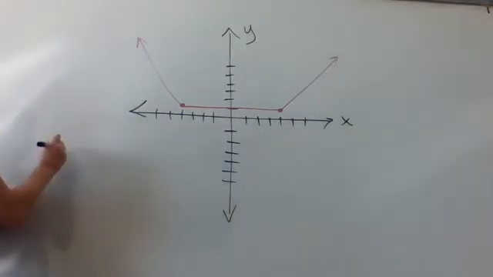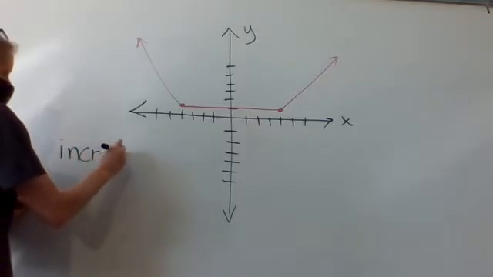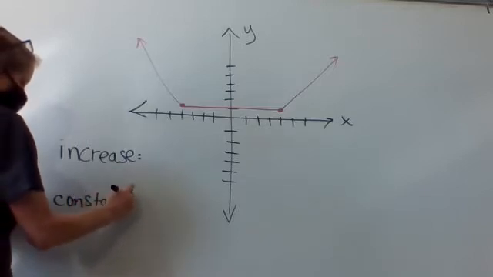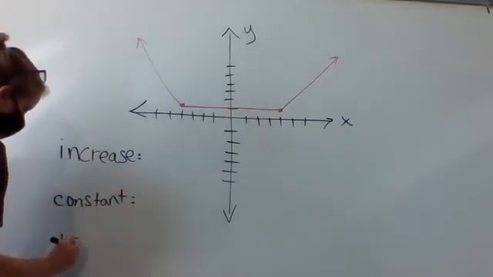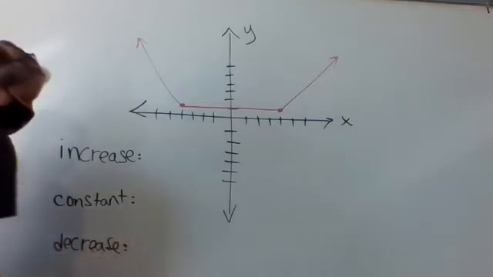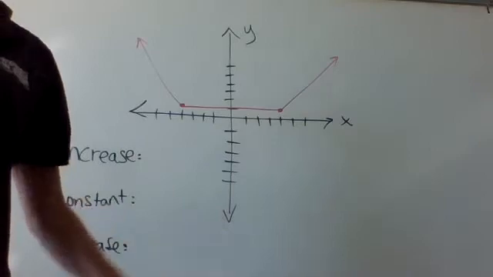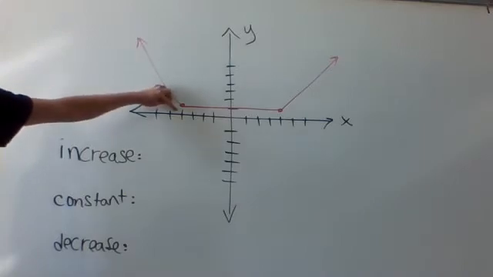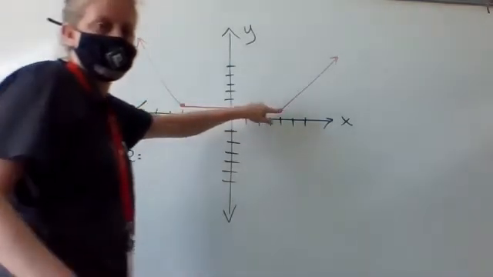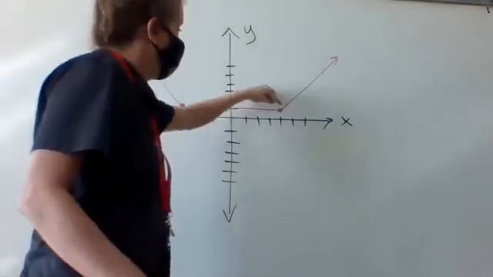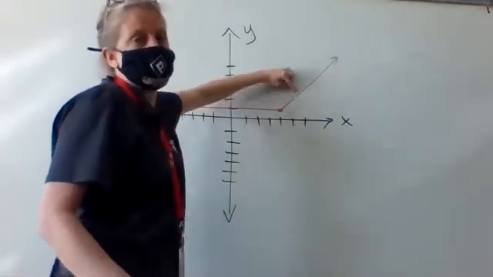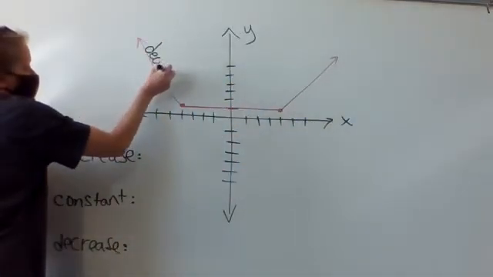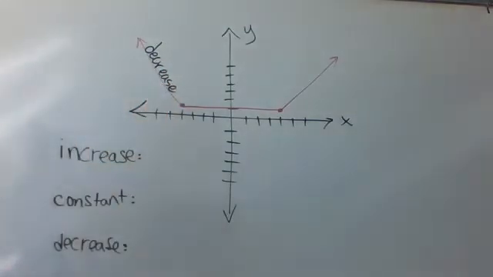Okay, it's going to want to know three things. It's going to know where is this graph increasing, where is it constant, and where is it decreasing. So let's label the graph in these three different kinds of sections. You're decreasing when you're going down. You're constant if you're going straight across. And then you are increasing if you are going up. So this is the portion of the graph that is going down. So that's your decrease portion, or interval. We'll call it an interval.